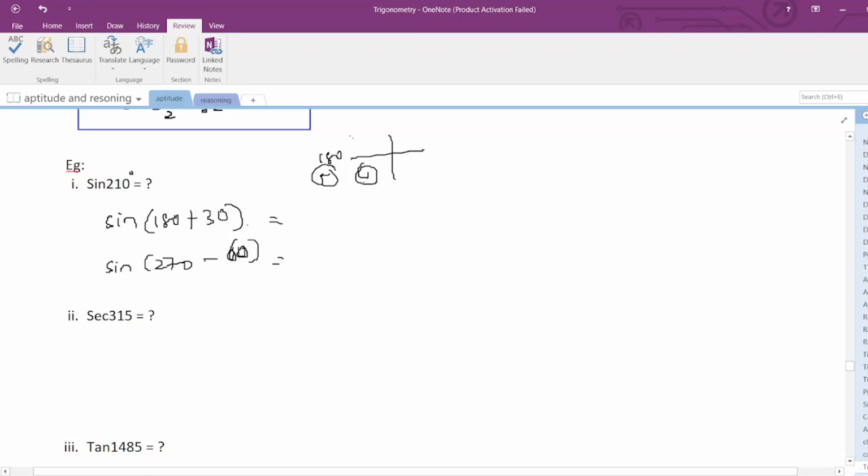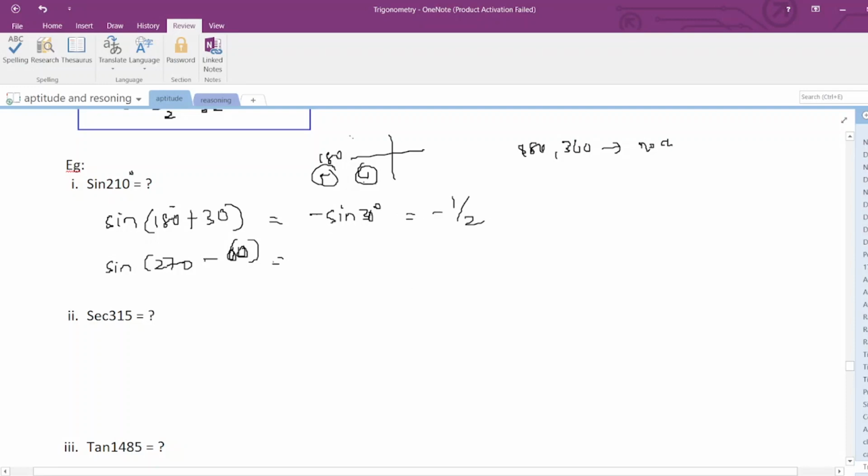See, 180 plus theta will become, and this is 180, right? Does it change for 180? Sin 180 or 360, no change, right? No change, which means it stays sin. So it becomes sin 30. But since it is the third quadrant, where except tan all the others are negative, the answer is -1/2.